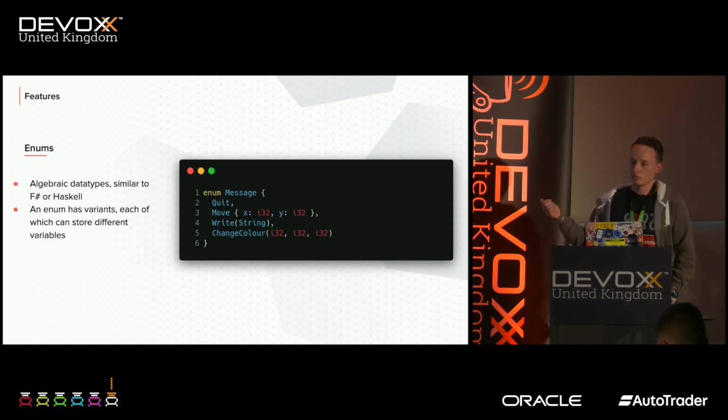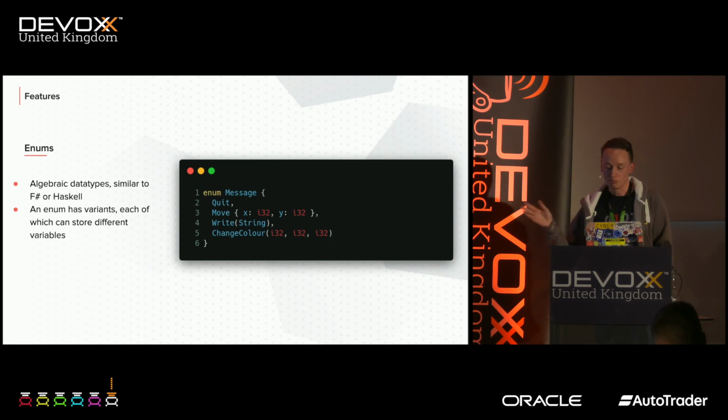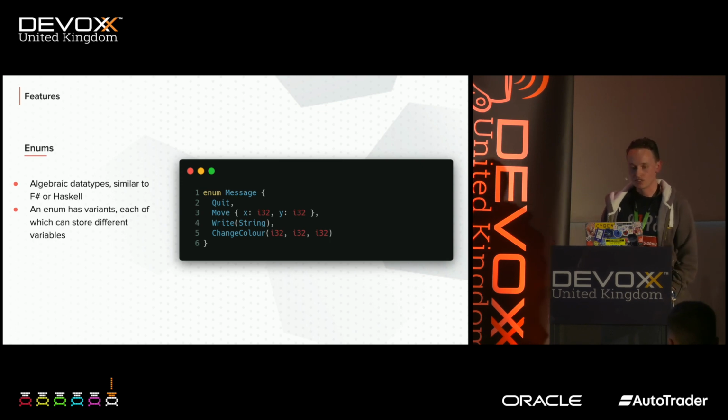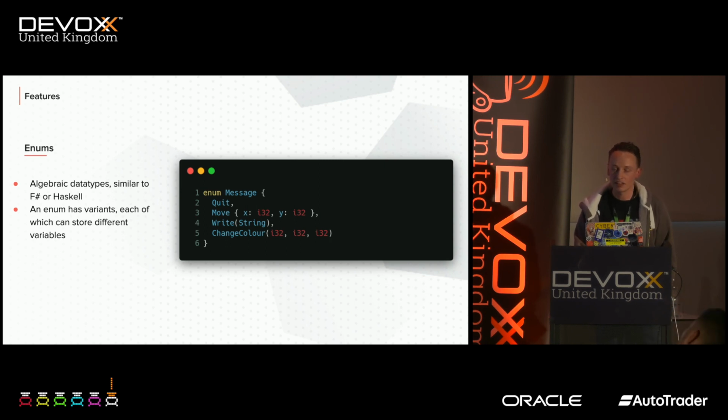So in this example, we're implementing the command pattern, and we have a message that presumably is going to some program that is going to respond, and that message might be to quit, in which case we don't need any more information, just exit the program. Or it might be move, in which case it needs some XY coordinates to move to, or we might be writing a message, in which case we need a string, and so forth. These enums are a really common, consistent pattern you'll see in intuitive Rust.